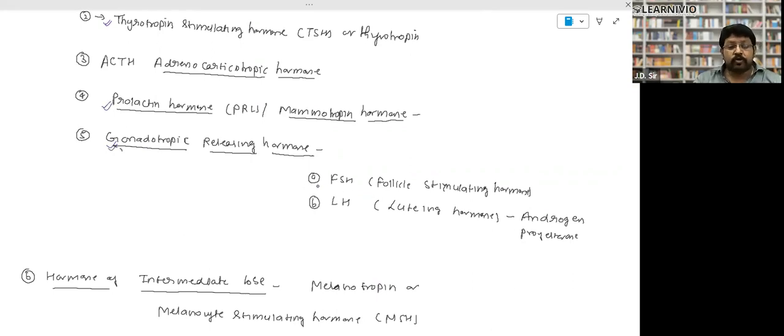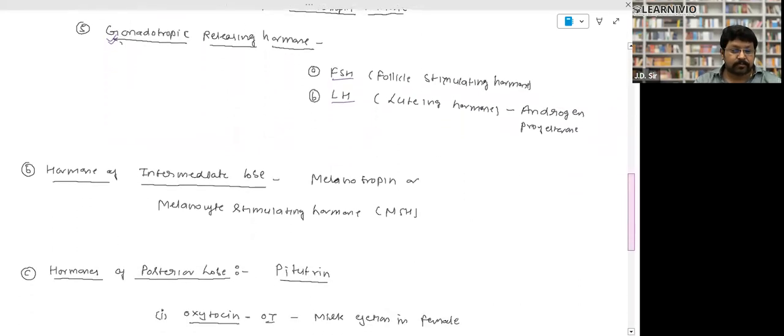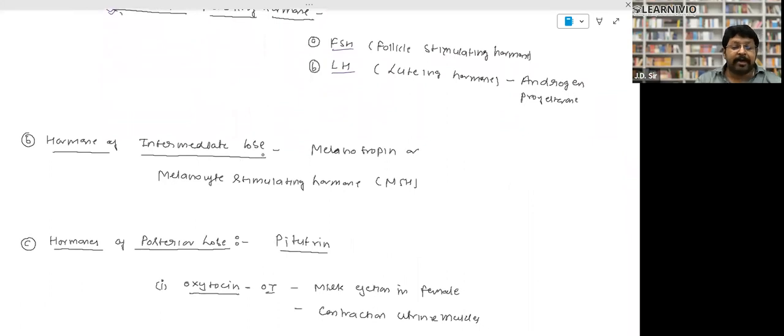The gonadotropins are responsible for the development of the gonads, meaning testis and ovary. So it releases two hormones, FSH and LH: follicle stimulating hormone and luteinizing hormone. We have studied in the human reproduction part that FSH is responsible for development of the follicle, and luteinizing hormone is responsible for the release of the egg and all that. Hormone of the intermediate lobe is called melanotropin hormone or melanocyte stimulating hormone. It is responsible for the color of our skin, because it is responsible for the synthesis of melanin.